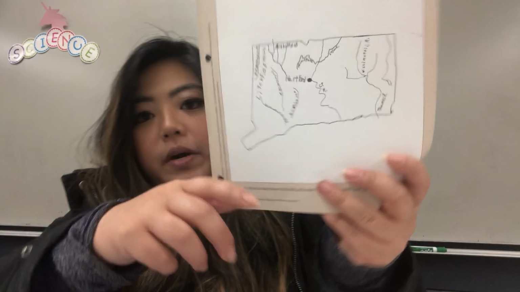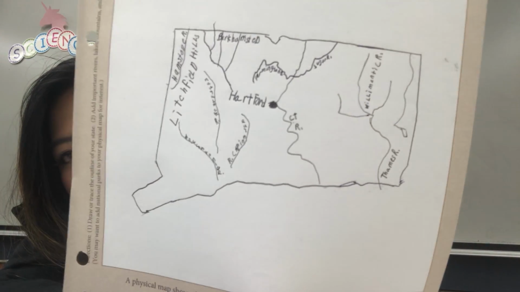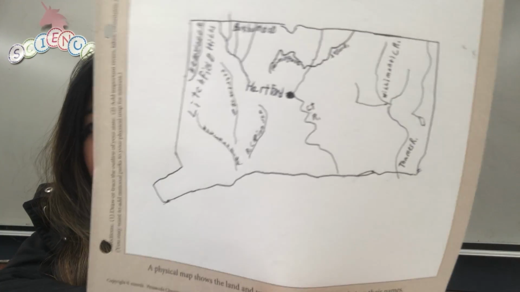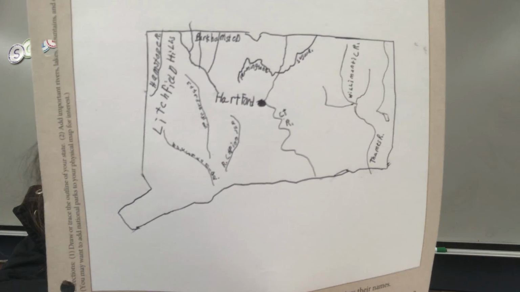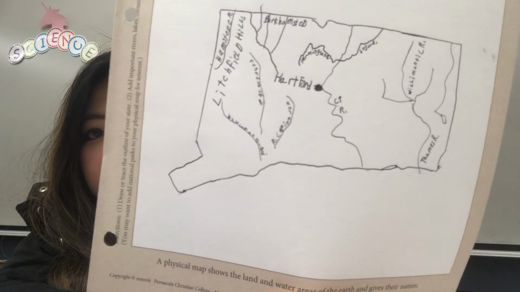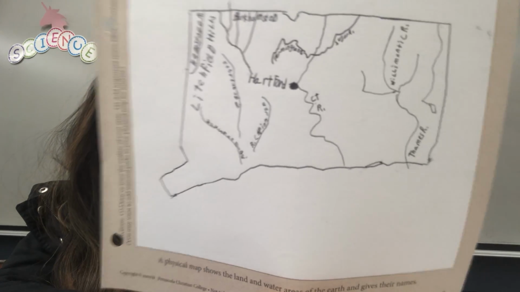I'm going to show you one of someone who has done this project before, so you can get an idea or a glimpse of what it looks like. Well, what you would do, and this is on the next page, so that was a political map. This is a physical map of Connecticut. A physical map shows the land and water areas of the earth and gives them their names. Okay, so this would be a physical map. What you would do is you would just trace the state of Connecticut, and we had one of those. And then there's a bunch of rivers. We have the capital there, Hartford, and then there's a bunch of different rivers in there.